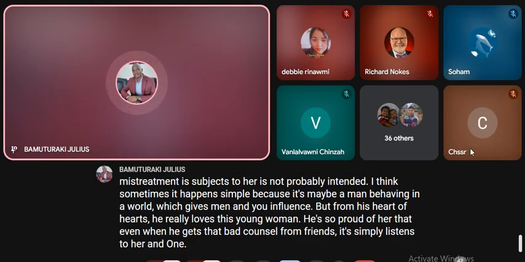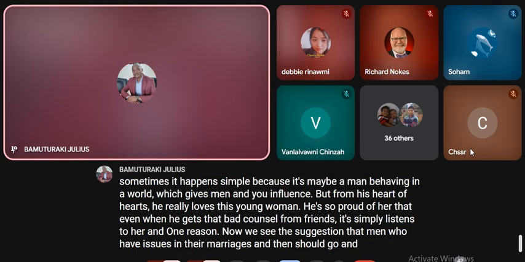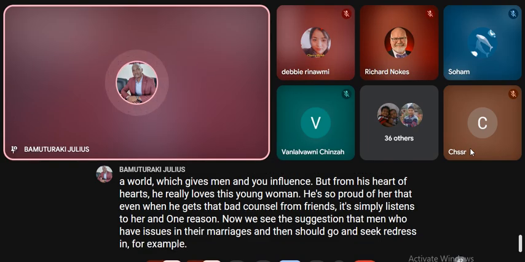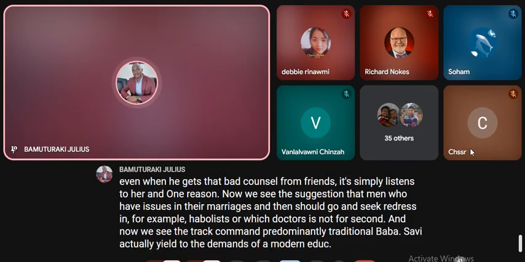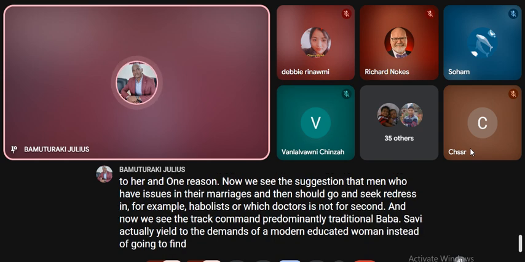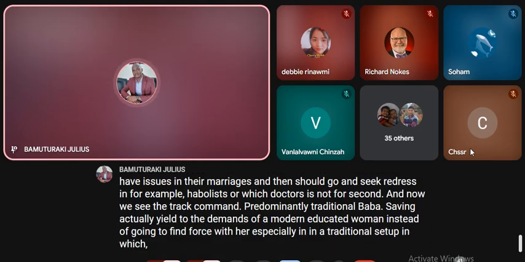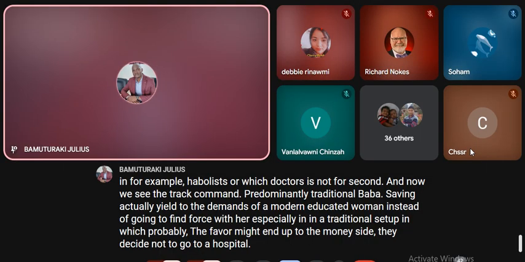And in one instance now we see the suggestion that men who have issues in their marriages should go and seek redress in, for example, herbalists or witch doctors is now forsaken. And now we see a patriarchal man, a predominantly traditional Babasege, actually yield to the demands of a modern educated woman. Instead of going to find faults in her, especially in a traditional setup in which probably the favor might end up on the man's side, they decide now to go to a hospital to meet a gynecologist to find out exactly what the problem is.